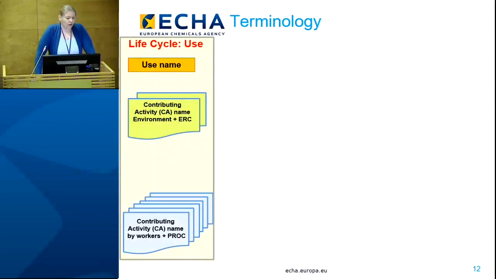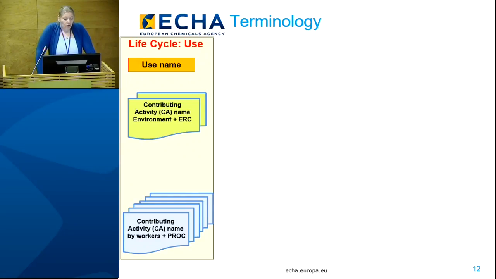A bit of terminology, just to make sure that we're all talking about the same thing. If you have a substance, then it has a life cycle. It has a supply chain. It goes down that supply chain. And in that supply chain, you have uses. So a use can be manufacture, formulation, use at an industrial site, consumer use, professional use. All those are uses. And for each of those uses, you have contributing activities. You have at least one, usually one, sometimes more, for the environment. So they have a contributing activity name, and then you assign an ERC to that.